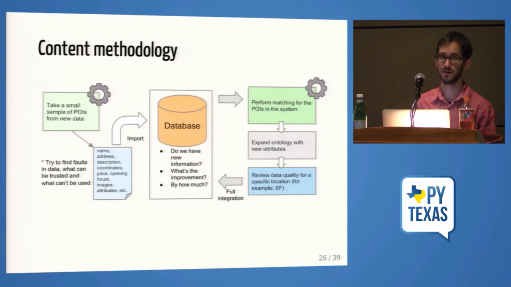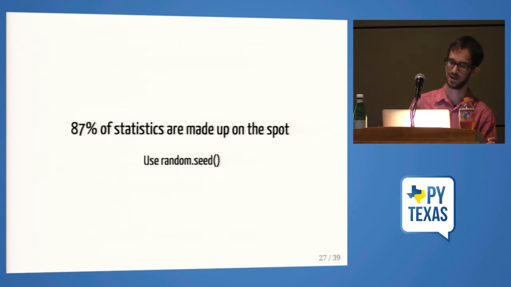And when you do that, and you're trying to take a percentage of how good your content is and how much duplication or duplicate rows you have in your data, you need to remember that 87% of statistics are made up on the spot. This is a joke, obviously, okay?